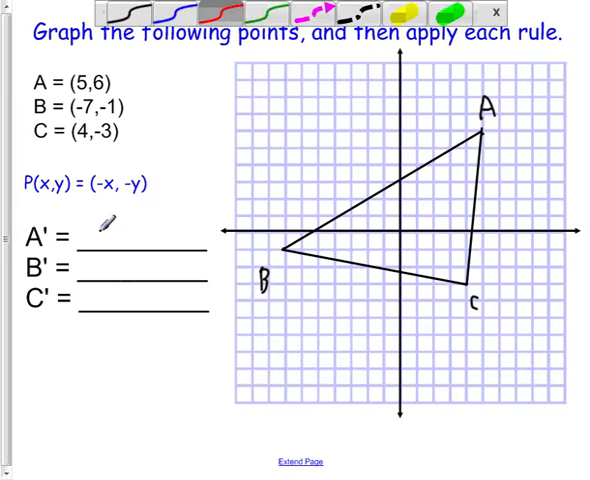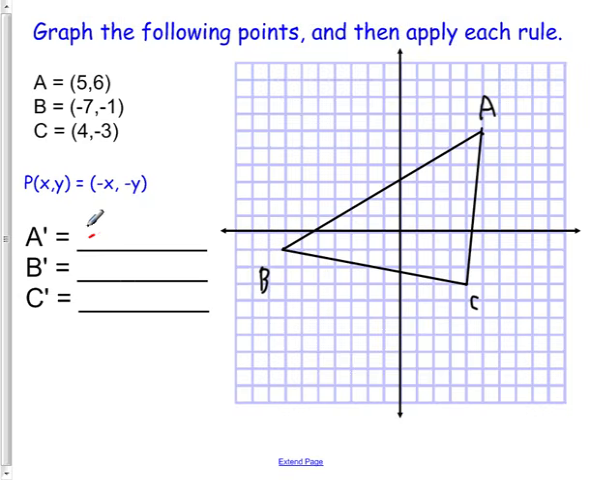So now we're just going to do the opposite of x, which would be -5 and -6. It's the opposite of y. We do the opposite of -7, -1, so that would be +7, +1. And the opposite of 4, -3 would be -4, +3.